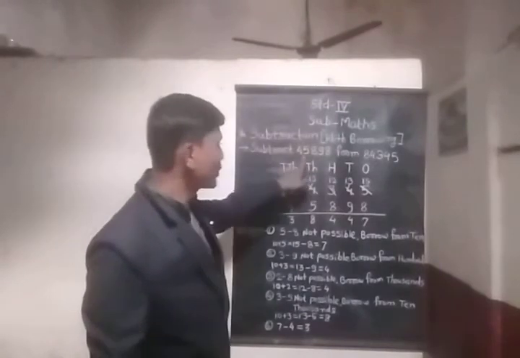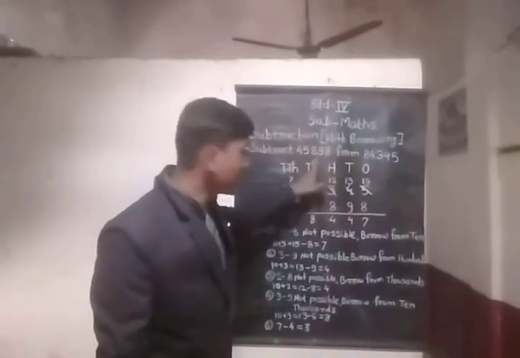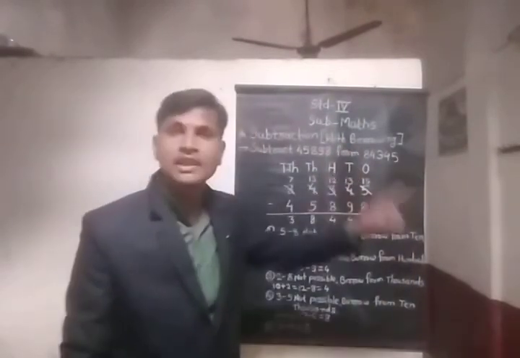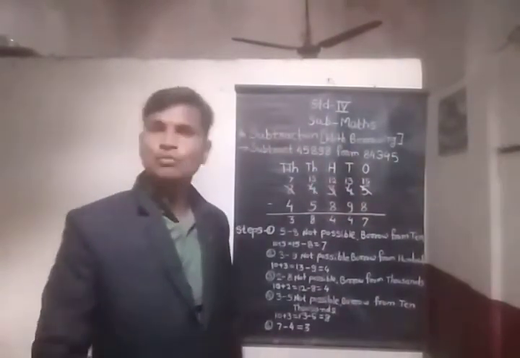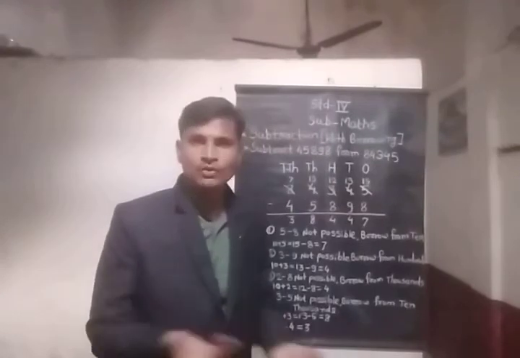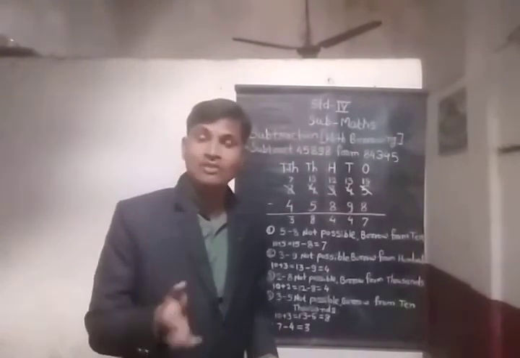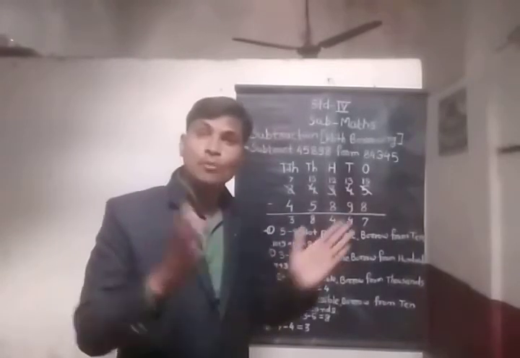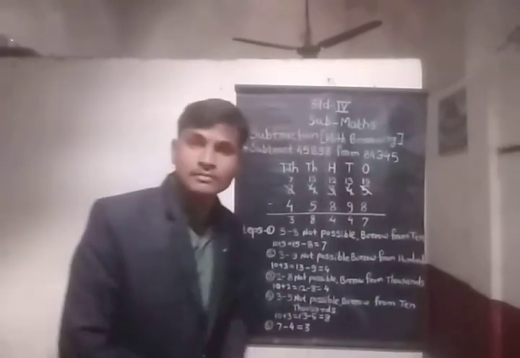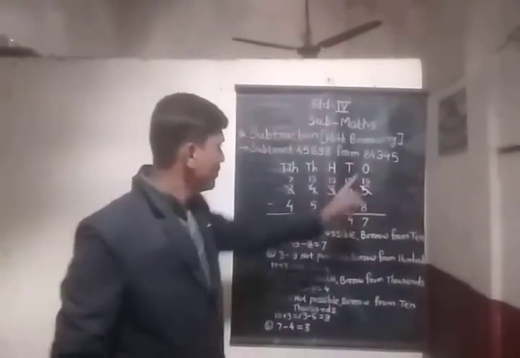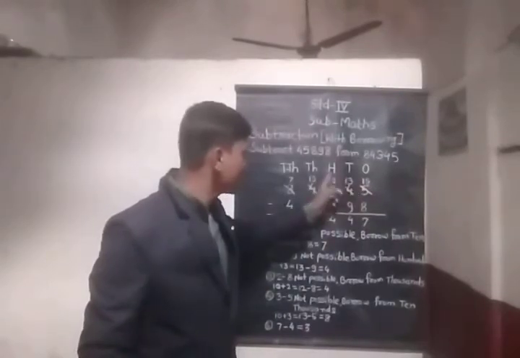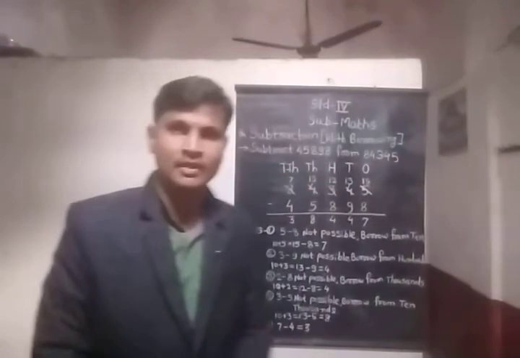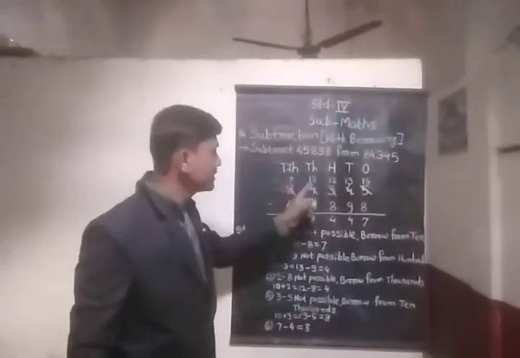Subtract 45,898 from 84,345. So both are 5-digit numbers. You know that when we have to add or subtract numbers, we have to arrange the numbers in proper columns. So which columns will come in that? The places ones, tens, hundreds, thousands and 10,000s. These 5 places will come. Okay, so I arrange the numbers.